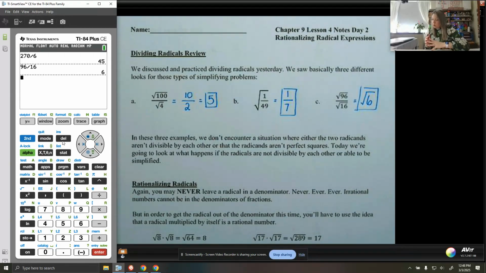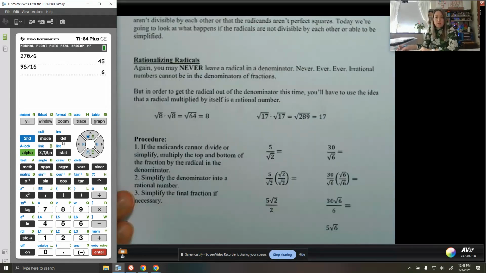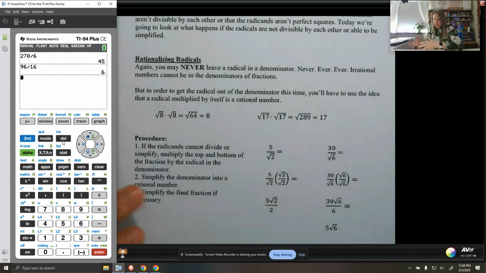In these examples, we're not encountering any situations where we've got a radical in a denominator that can't be dealt with, right? Our radicand in the numerator and our radicand in the denominator can evenly divide by each other if nothing else, or I've got perfect squares under the radical, so I can just take their square roots. But remember, yesterday we discussed that we can never, ever, ever, ever leave a radical in a denominator.